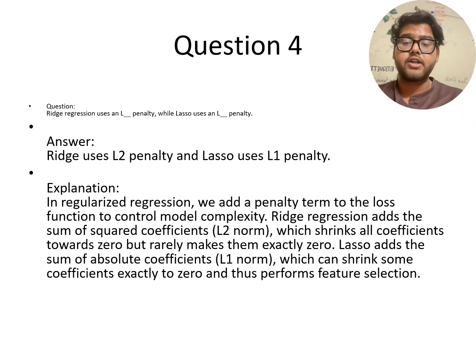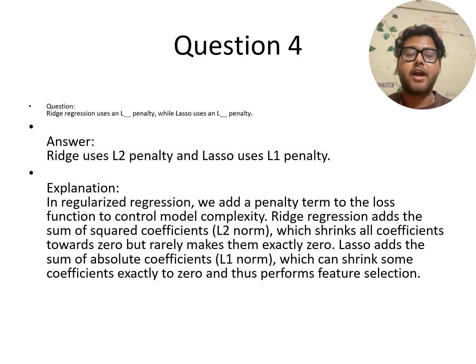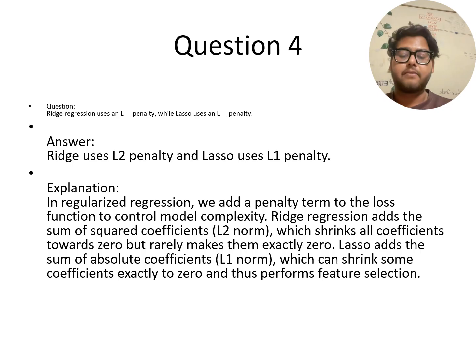The fourth question is: ridge regression uses an L dash penalty while lasso uses an L dash penalty. So ridge regression uses L2 penalty and lasso uses L1 penalty. In regularized regression, we add a penalty term to the loss function to control model complexity.